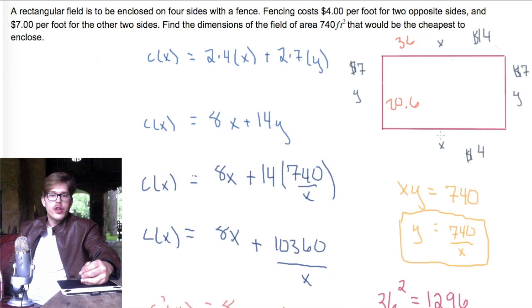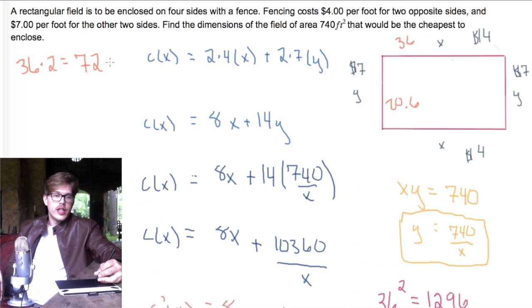Well, to enclose the whole thing is the perimeter. So we have 36 plus 36, or 36 times 2, which is 72. So we have 72 feet that will cost $4. So this will be 72 feet for 4.